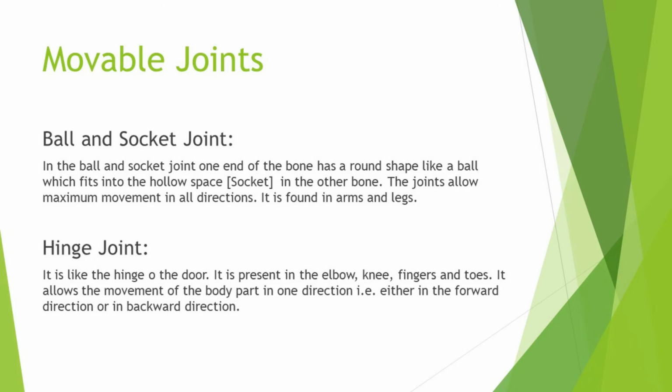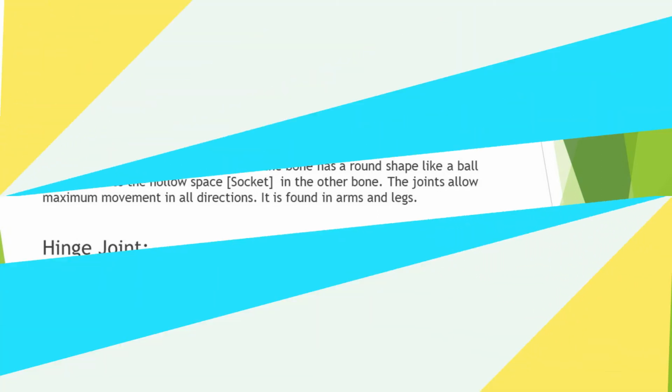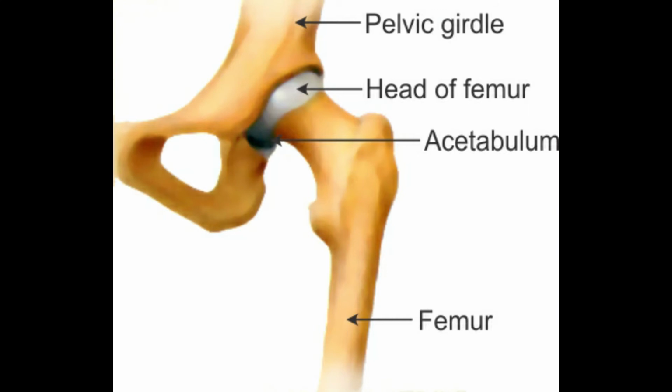In this type of joint, the ball-shaped end of one bone fits into the hollow cup-shaped socket of the other bone, and the joint allows maximum movement in all directions. The joints of the shoulder and the hip are examples of ball and socket joints.